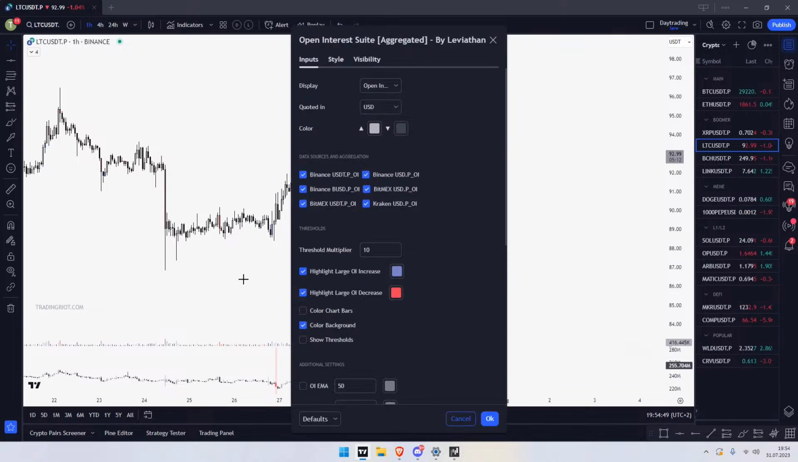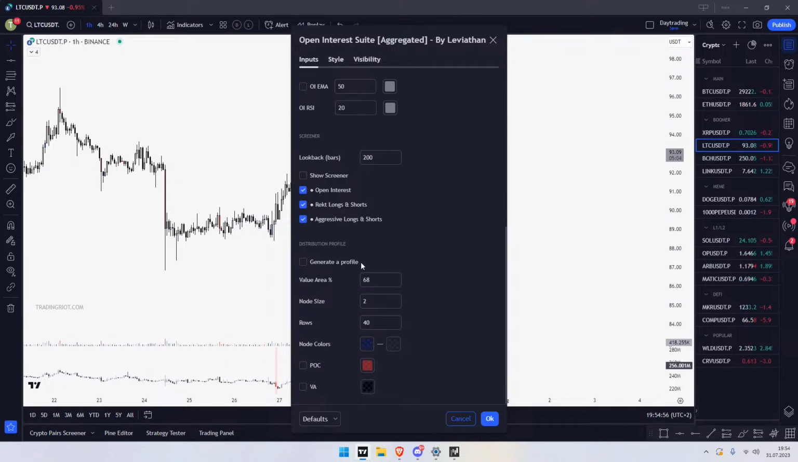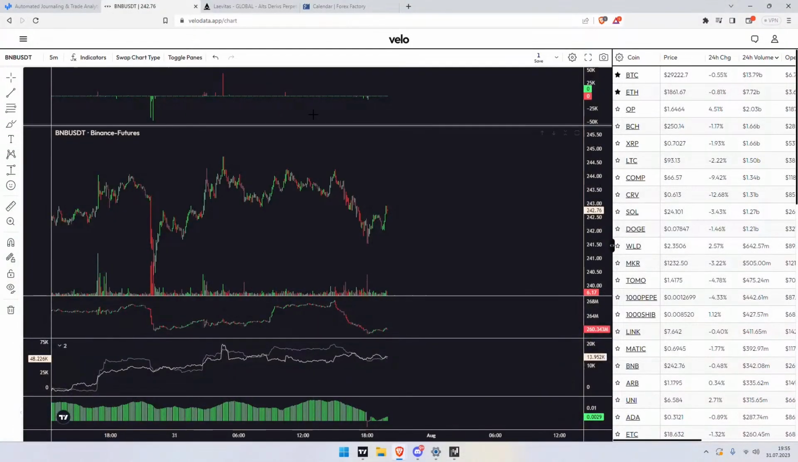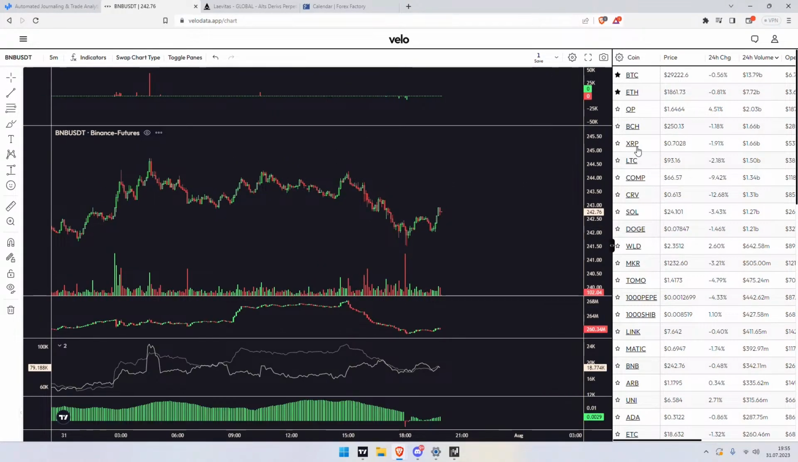Someone was asking about the open interest indicator on TradingView. This is the open interest suite by Leviathan. It's a nice indicator. He has a bunch of cool stuff here, so you can use that. But I still prefer to use Velo or just Coinalyze, basically. I feel like the data from that is more accurate, and it's smoother. It really is easier to navigate markets through it.